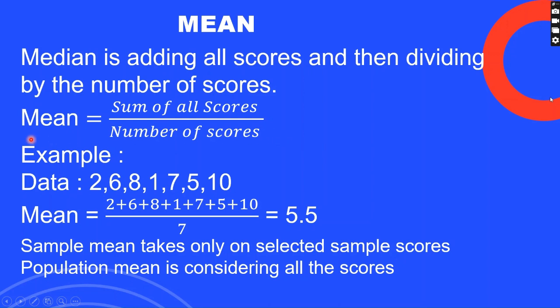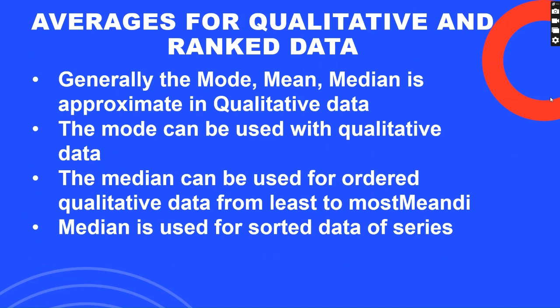We can see the next one, mean. Mean is nothing but the sum of all scores divided by the number of scores. This is the formula for mean. So mean is equal to the sum of all scores divided by the number of scores. Here is an example: the given input data is 2, 6, 8, 1, 7, 5, 10. Then we take the sum and divide by 7, so we get the mean value. The mean value is not necessarily equal to the mode or any other value. So mean is different, as well as the mode is different.